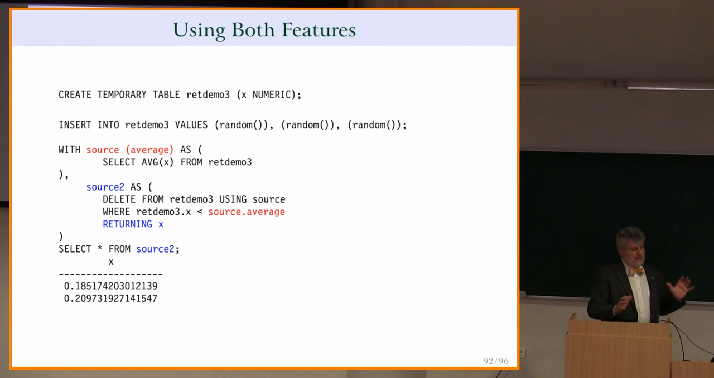This one, I have to admit, is kind of like I'm throwing everything at it I can. I'm creating a random number table 3. I'm inserting 3 random numbers, okay? I'm saying compute the average, okay? Delete everything less than the average, and then show me what's left in the table. I can't even figure it out. Take the average up here, delete everything less than the average, and show me the ones you deleted. Show me what you just deleted, okay?